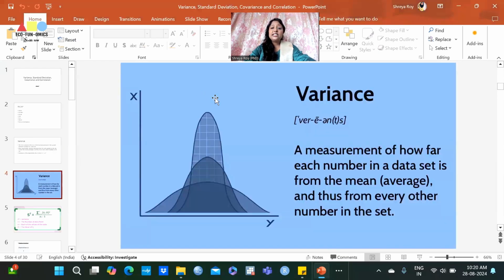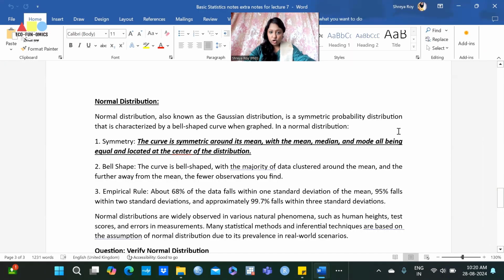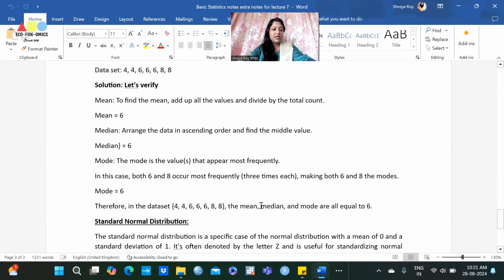So yes, if the data, do not look at the variance, we'll talk about variance later, but if the data is represented in a bell-shaped or inverted U shape, we say that the data is normally distributed. So what is the condition for normal distribution? Mean should be equal to median, should be equal to mode. Okay, so if mean is equal to median is equal to mode, we say that the data is normally distributed.